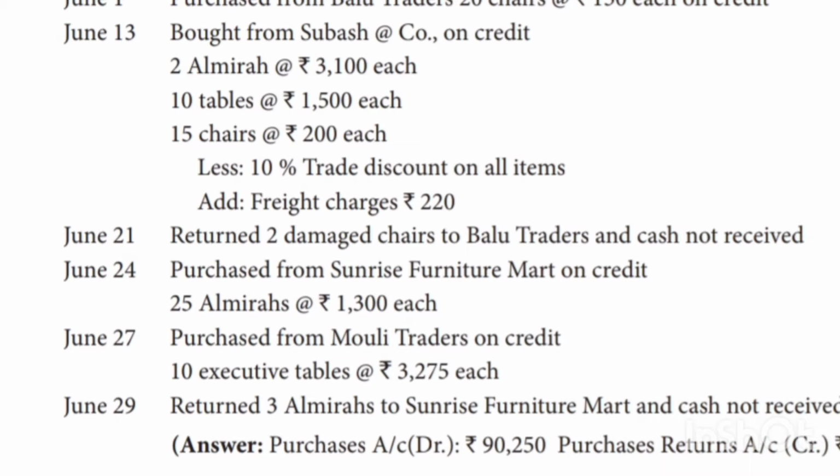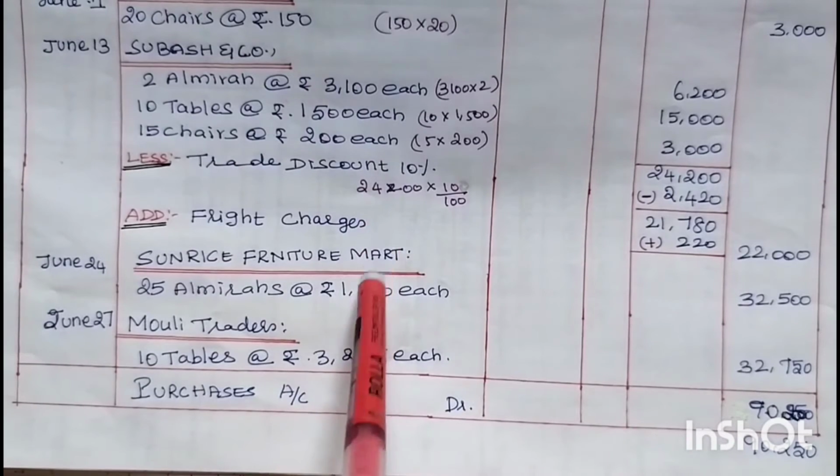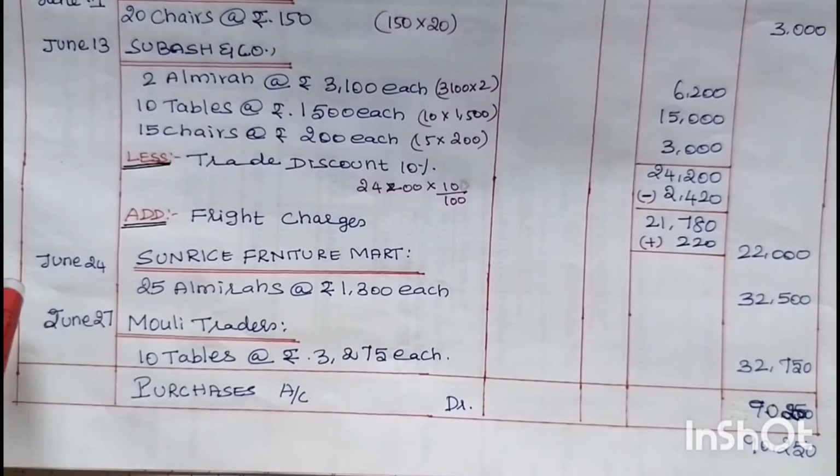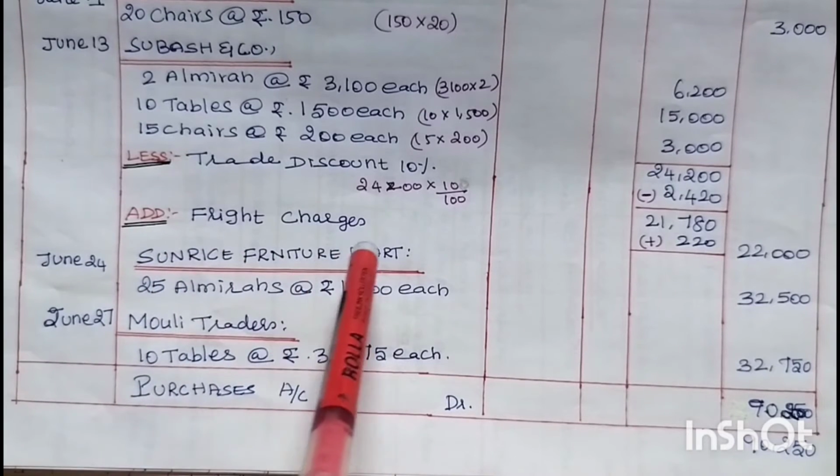That is June 24: purchased from Sunrise Furniture Mart on credit 25 almirahs at rupees 1,300 each. What does this transaction tell us? This transaction clearly tells us this is a credit purchase. So we enter this transaction into the purchases book. We take the purchases book dated June 24. The supplier name is Sunrise Furniture Mart.